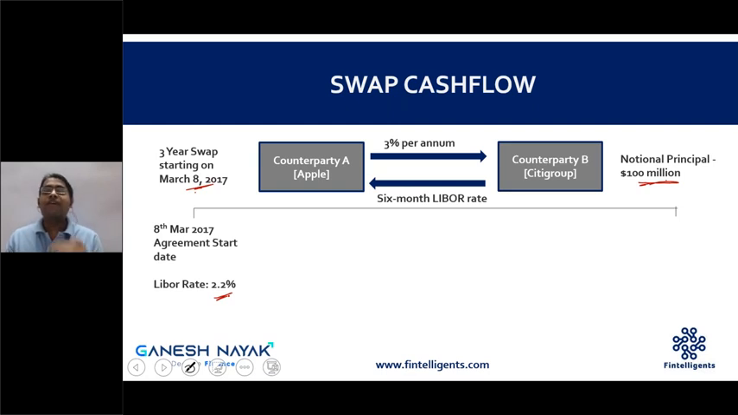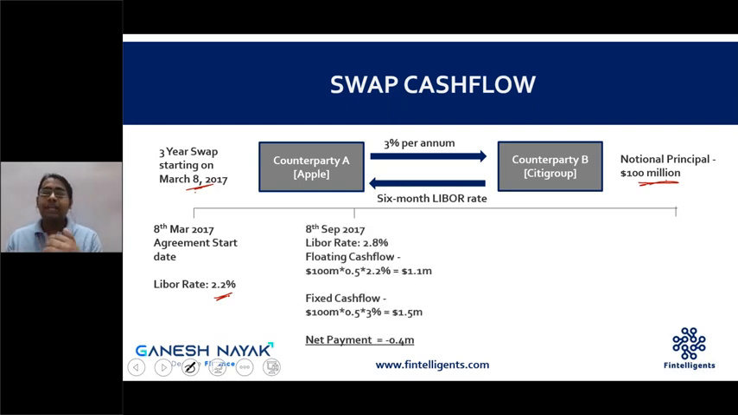Now, if we move ahead in time, we go to the next date, which is the 6 months lead date, which is 8th September 2017. What happens on that day is they're going to do $100 million into 0.5. Why 0.5? Because the rate that is mentioned of 2.2% is annualized. We have to get it on a semi-annual basis. That means the amount comes to 1.1 million. That means $100 million into 0.5 into 2.2 percentage. That is $1.1 million. That is the amount that Citigroup, which is paying floating, has to pay to Apple.